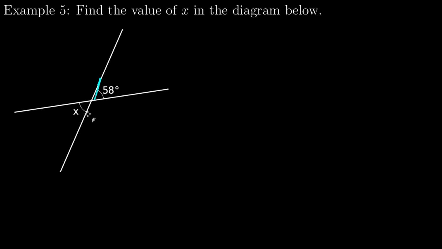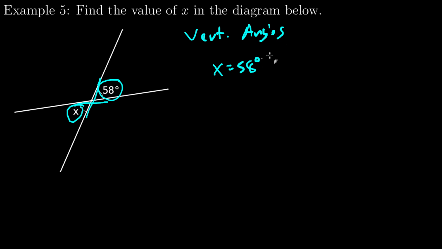In this one, I see the crossing lines, but now I see that these are 2 angles that measure opposite each other. So that means we have vertical angles, and that just means X is equal to 58 degrees.